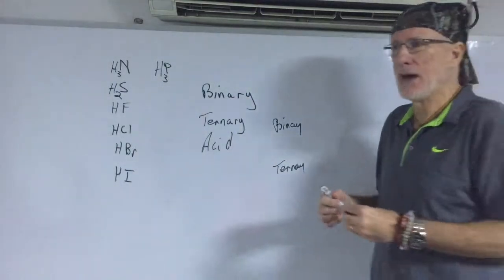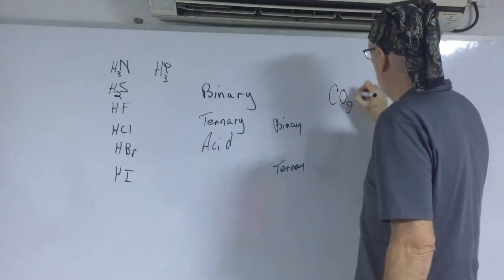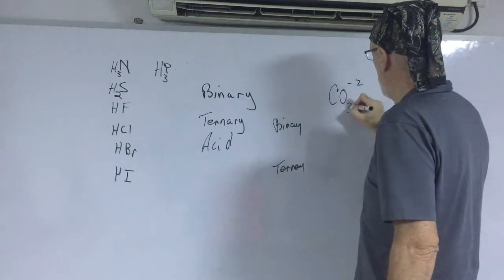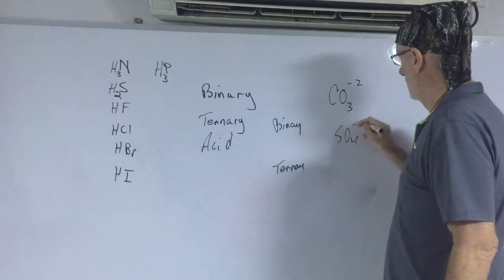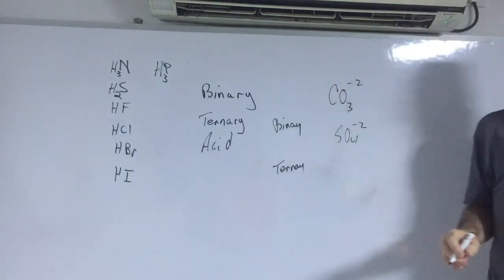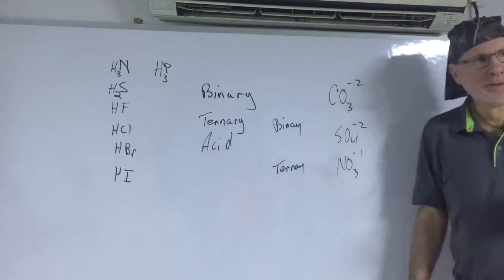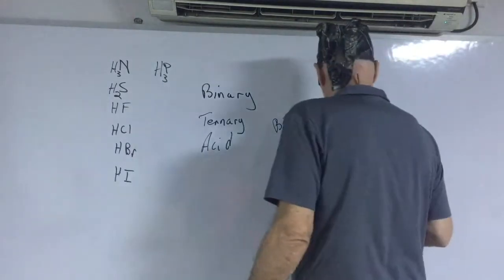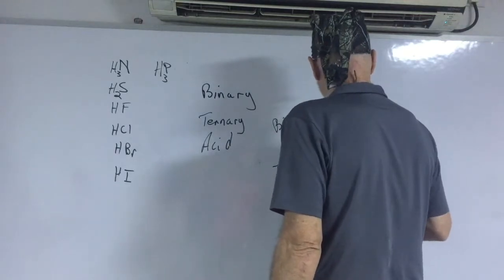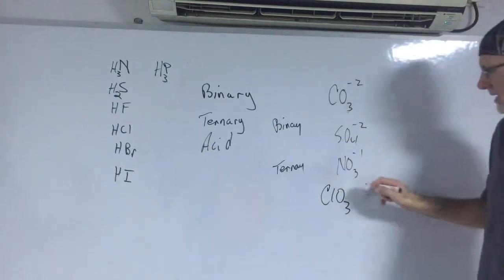It's easy, right? Now, for the ternary acids, you have carbonate, sulfate. Well, give me another one. Nitrate, give me another one. Shoot me one. We did sulfate. Chlorate. Is that enough? That's enough.